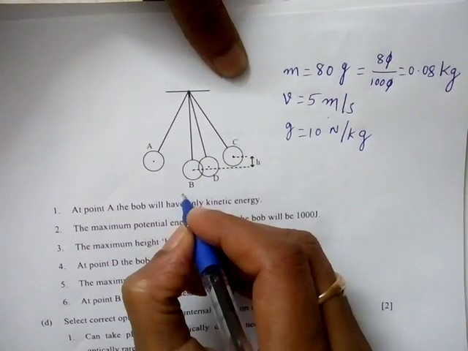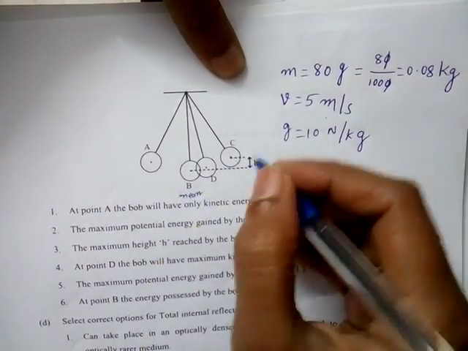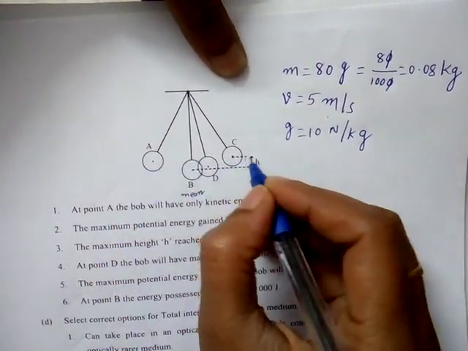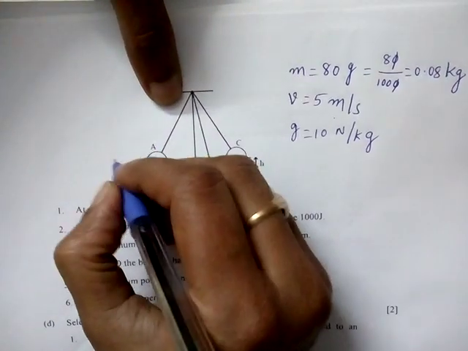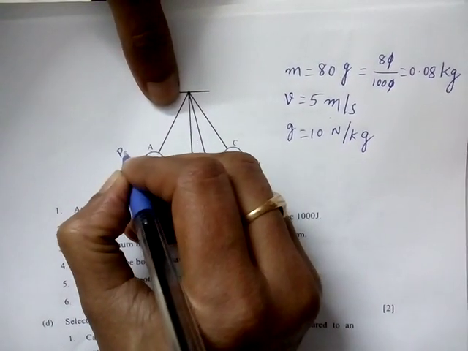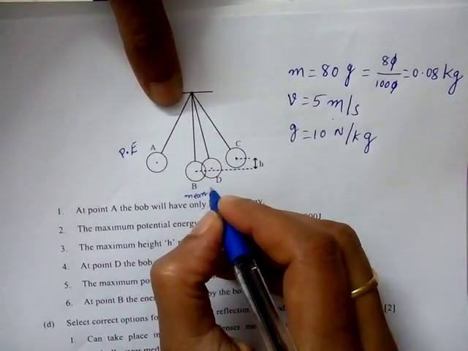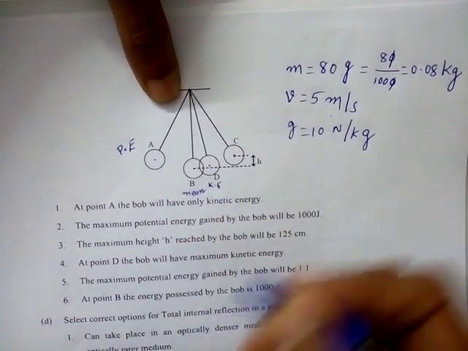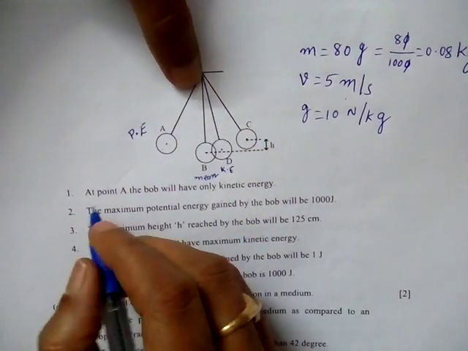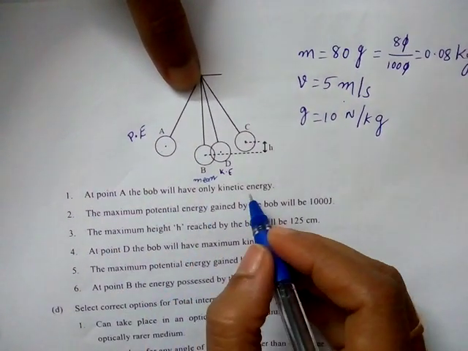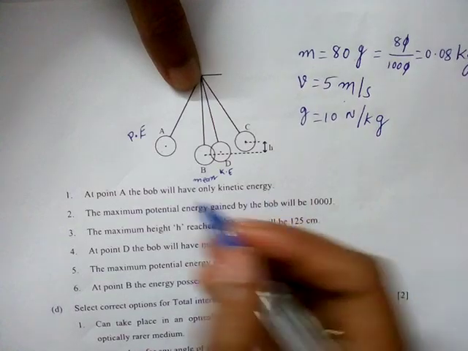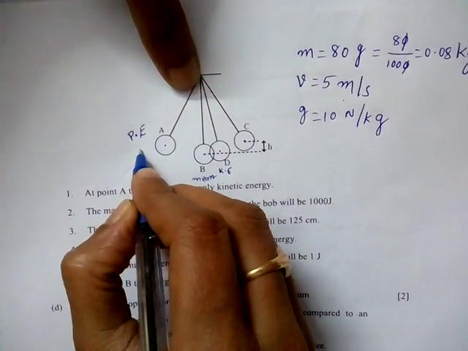Now you know B is the mean position. C and A are extreme positions. First, remember at extreme positions you will have potential energy and at mean position you will have kinetic energy. At point A, the bob will have only kinetic energy. No, it has potential energy.